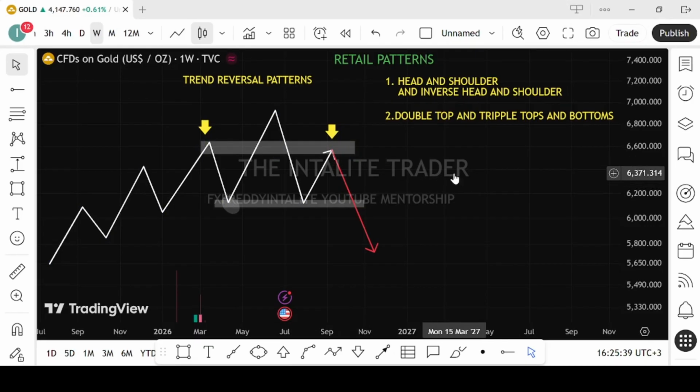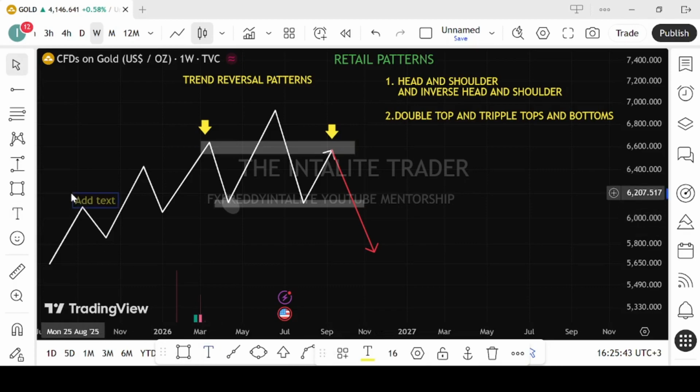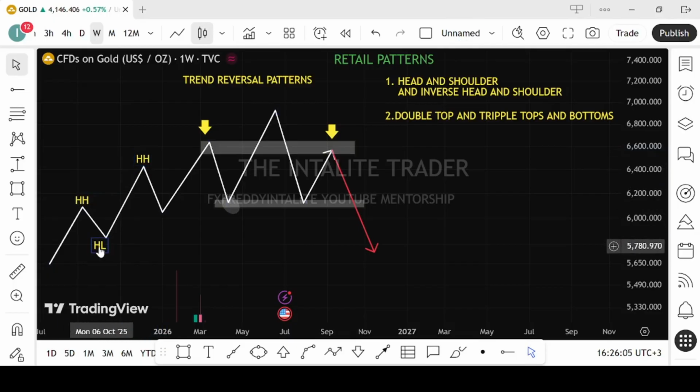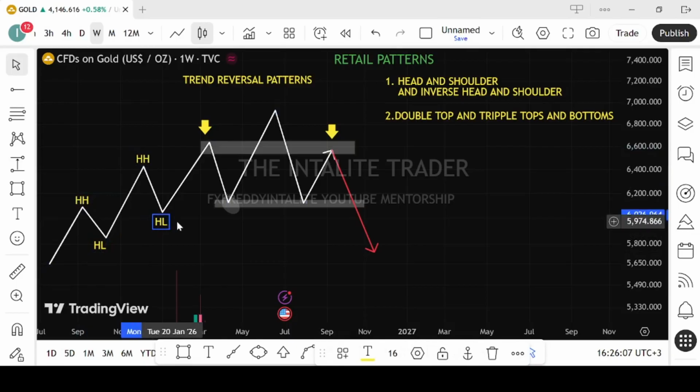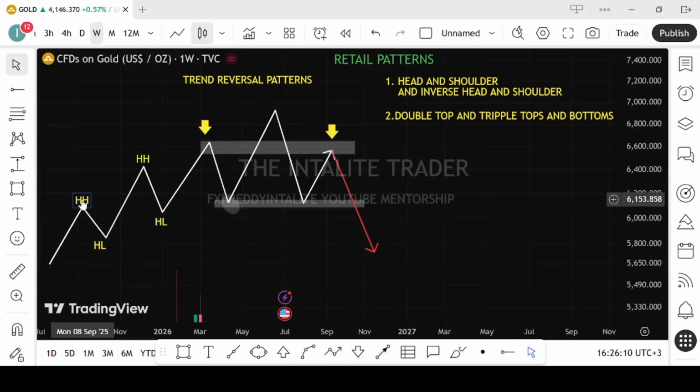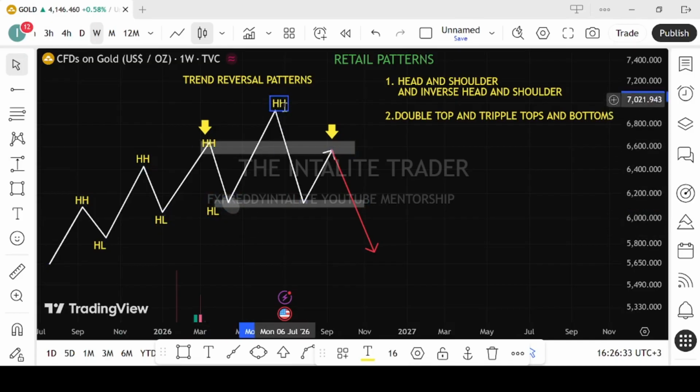So price gives you, this is an uptrend. Let me put it for you. Price is giving you a higher high and is also giving you higher lows. Then you have here a higher high and then a higher low. Price comes and gives you another higher high here, then it gives you a higher low, this one. But this higher low gives you a higher high here.